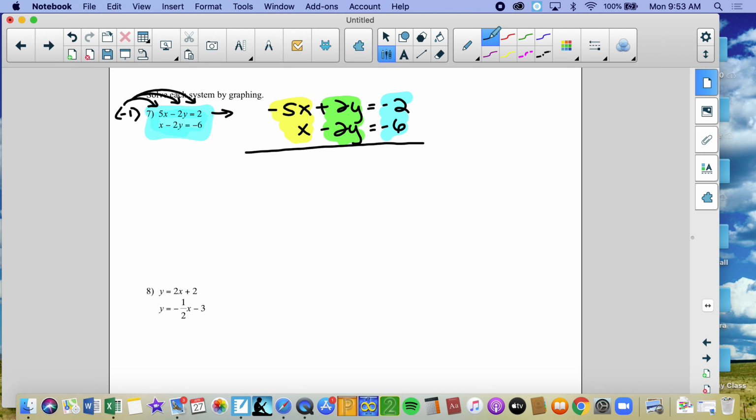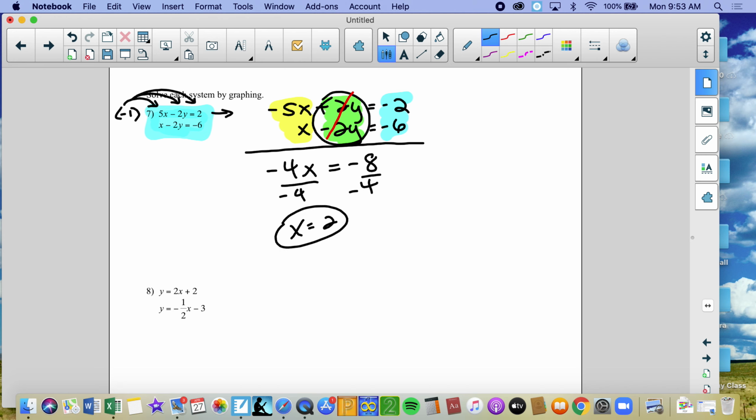So if you have -5x and x, that gives you -4x. The y terms cancel, hence why we are doing this. And then it equals -8. So we've canceled the variable, and that's very efficient for us. Now we're going to solve for it. We get x equals 2.